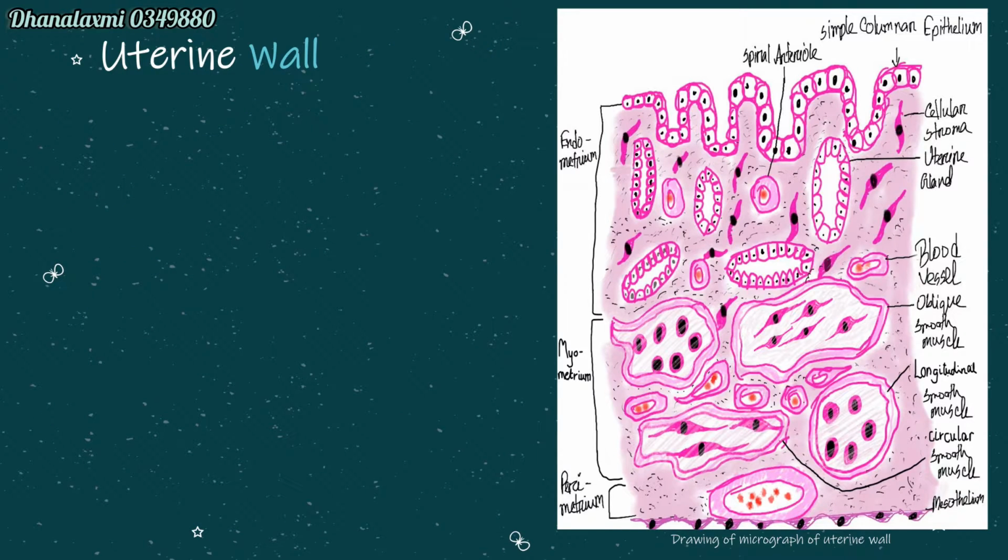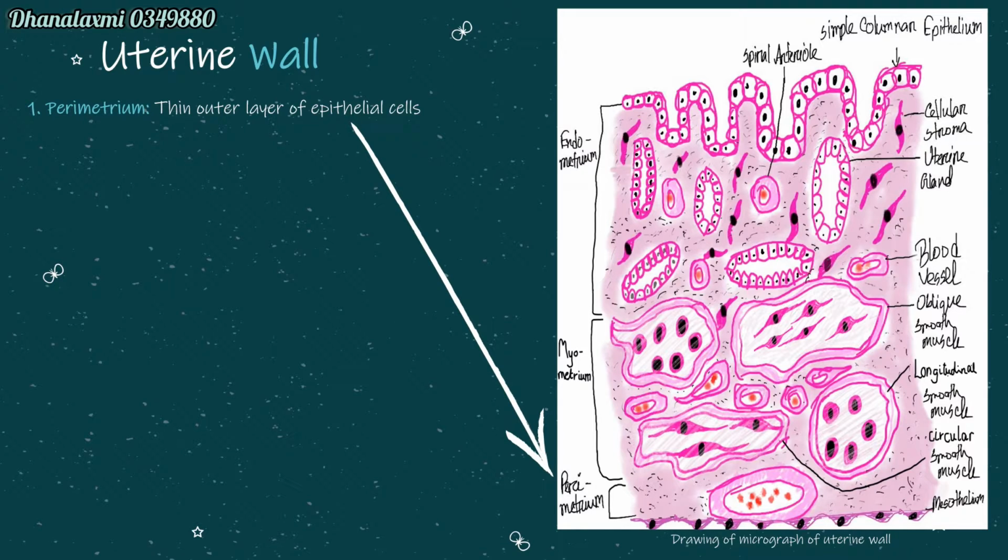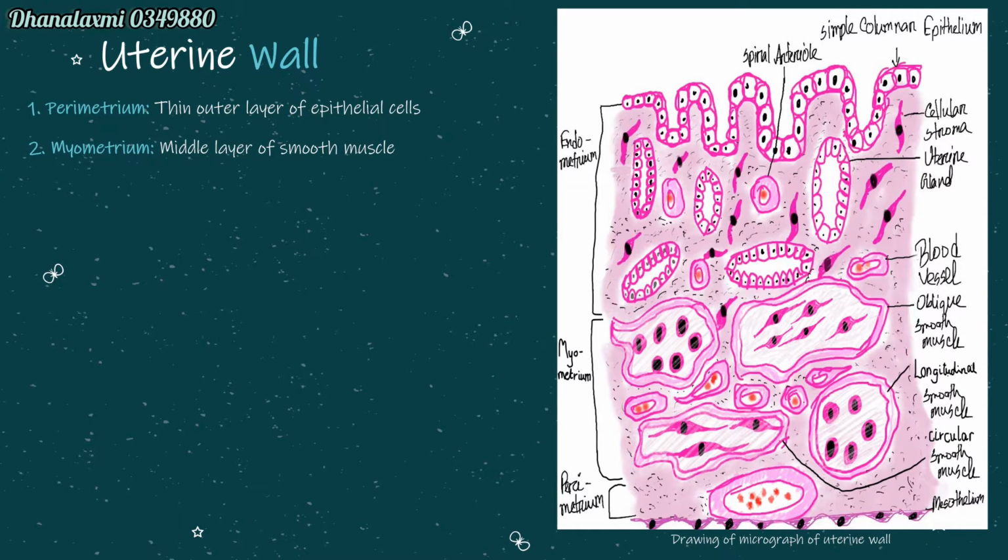The uterine wall is made up of 3 layers. The perimetrium is the thin outer layer, part of the visceral peritoneum, and composed of epithelial and endothelial cells. The myometrium is the middle portion composed of 3 layers of smooth muscle cells, the circular, mesh-like, and longitudinal smooth muscle layers. The endometrium is the inner lining consisting of epithelial cells, supporting stromal cells, endothelial cells, and endometrial glands.